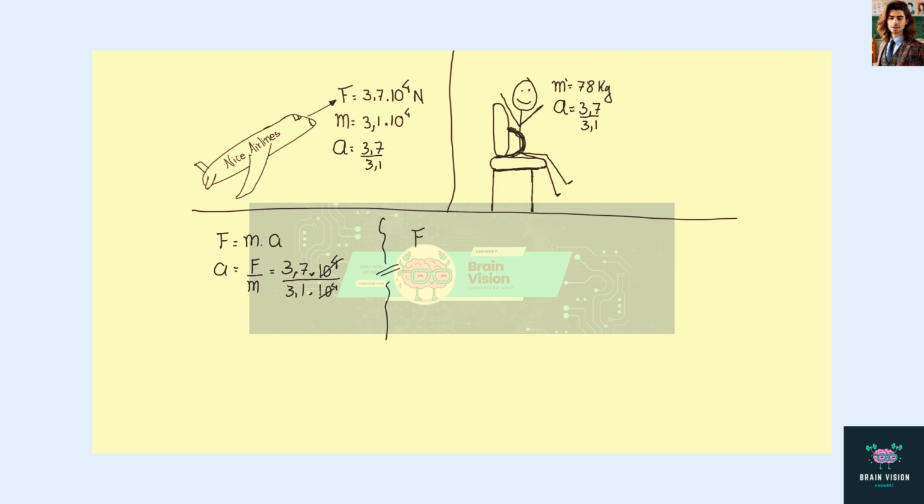The force that is acting on the pilot is equal to the mass of the pilot, m prime, times its acceleration. And this is equal to 78 times 3.7 divided by 3.1. And this gives us approximately 93 newtons. And this is the force that is acting on the pilot.